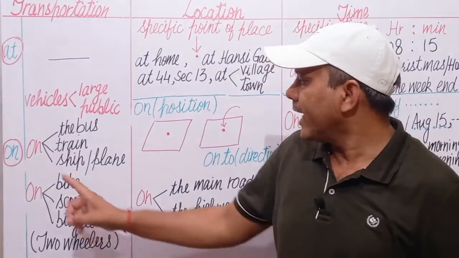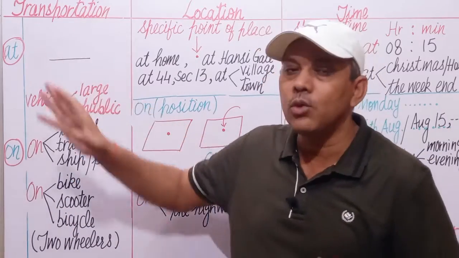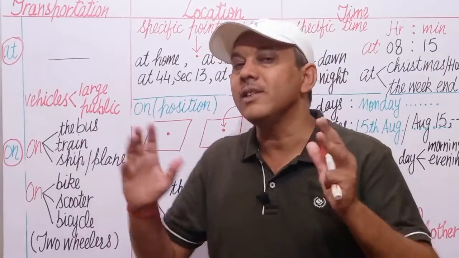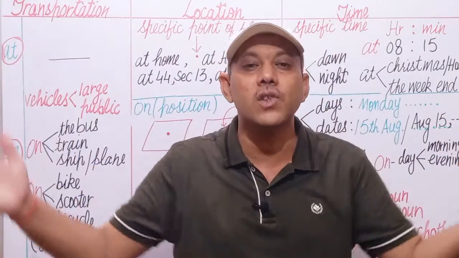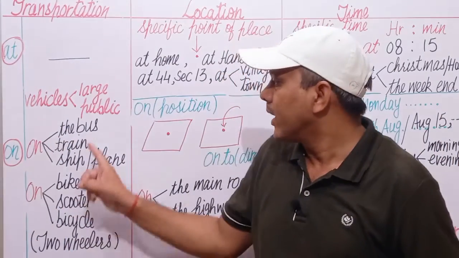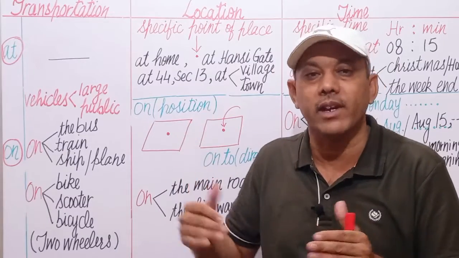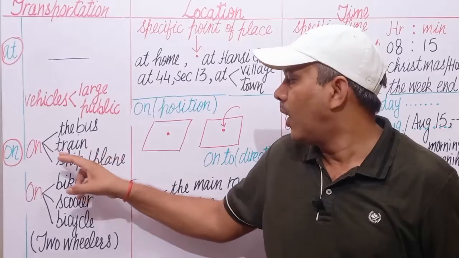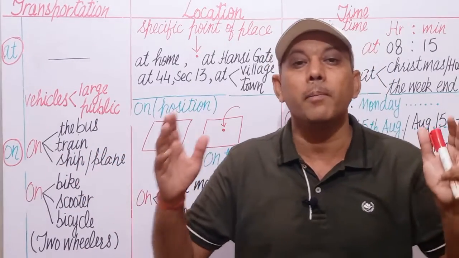On. In case of on, if I talk about transportation, there is a clear-cut difference. If the vehicles are of large size or if the vehicles are public vehicles, not personal or private. For example, on the bus, on the train, on the ship, on the plane.